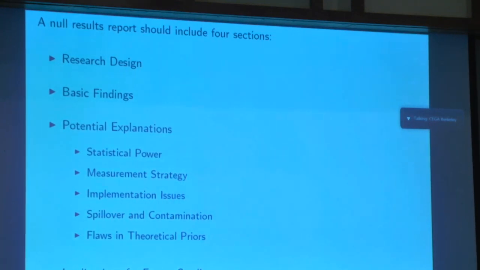And then we want people to go into potential explanations. And so here we've listed 5 that we think everyone should try to address or at least speculate about. Was the power adequate? Were there problems with your measurement? Were there implementation issues? Was there any unexpected spillover or contamination? And then finally, were there flaws in the theoretical priors that should be reconsidered? And so this is probably going to be speculative in many cases, and scholars should be open about that, but we still think it could be useful in terms of learning for future studies.